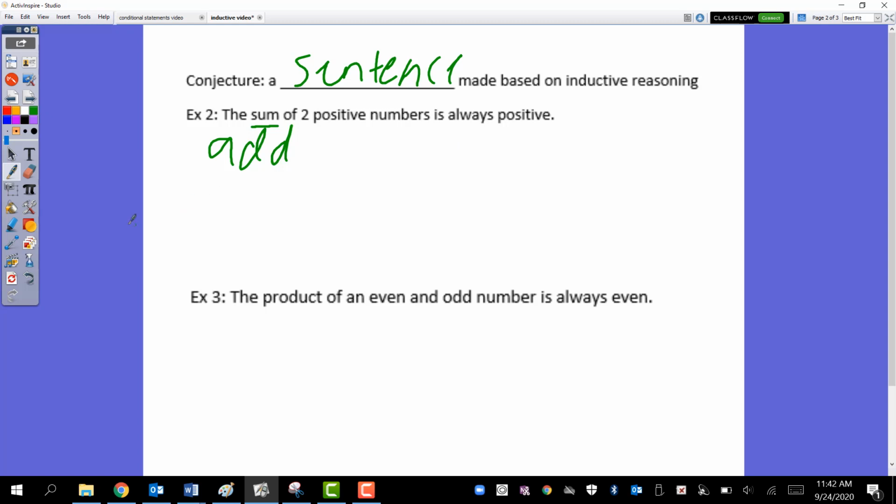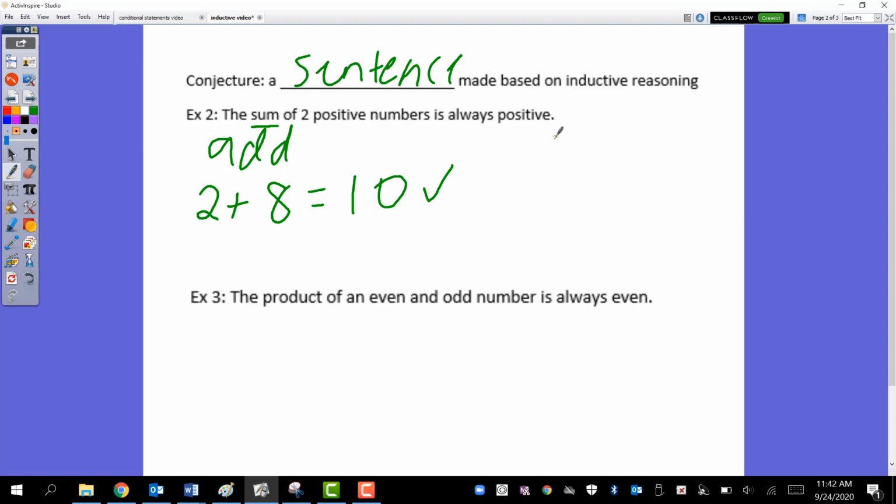So let's pick two positive numbers: 2 and 8. Those are both positive. I'm going to add them together. What is 2 plus 8? Well, it's 10. Is 10 a positive number? Yes. So that's one example that proves that that sentence is true.